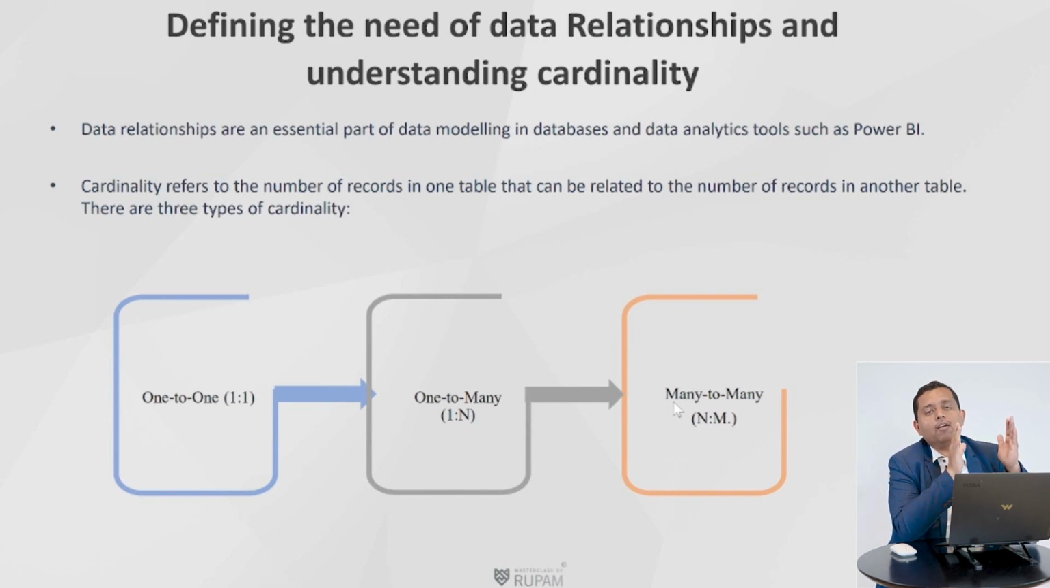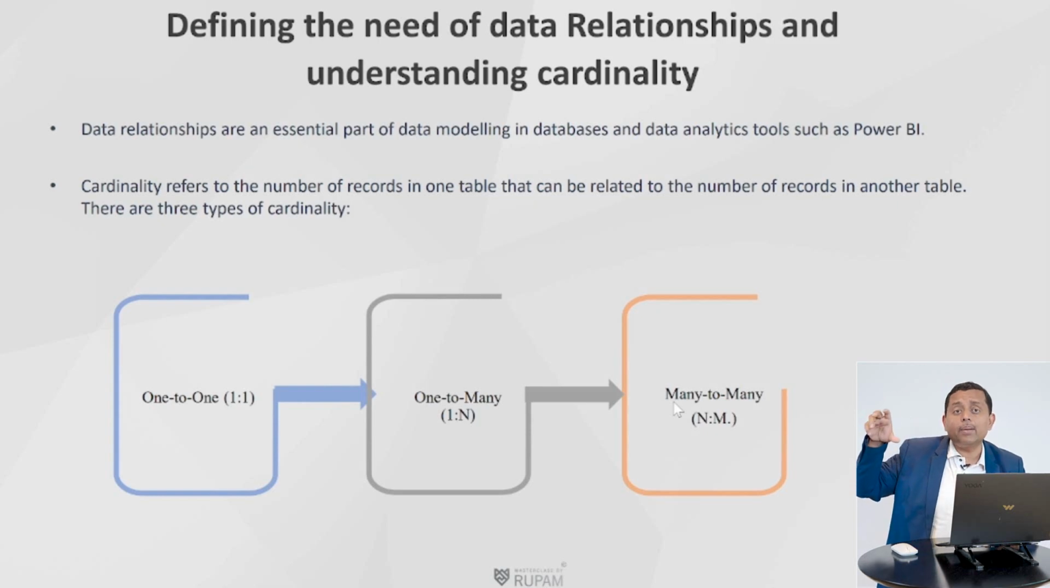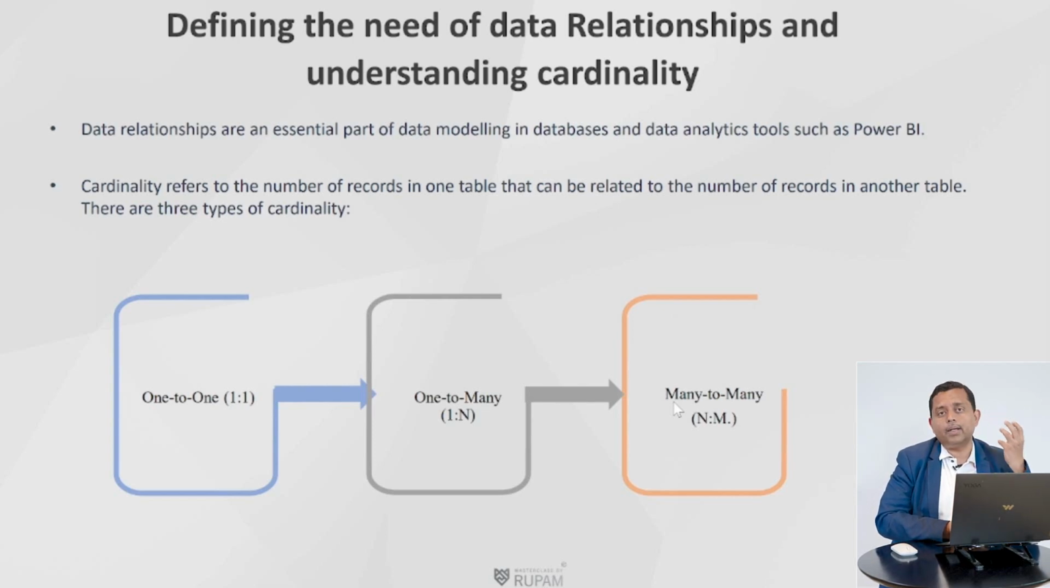One is one-to-one, wherein one data item in table A will have only one related data item in table B. In another case, every input that we have in table A has more than one related data item in table B, which is one-to-many.